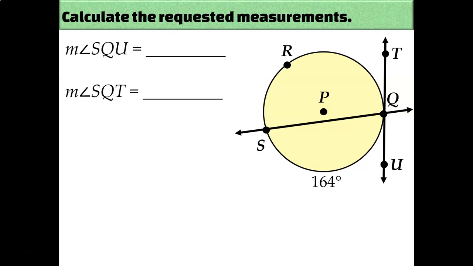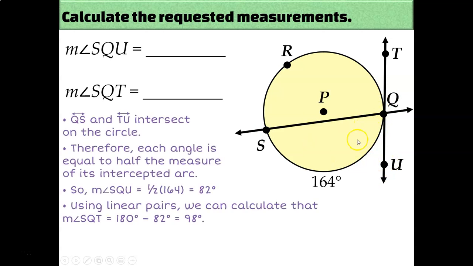And our next problem is really the exact same thing, it just looks different. This is still going to work just like an inscribed angle, even though one of the sides of the angle extends outside of the shape. It's a tangent. If I want to calculate the measure of angle SQU, well, I'll just take half of the intercepted arc. Half of 164 is 82.